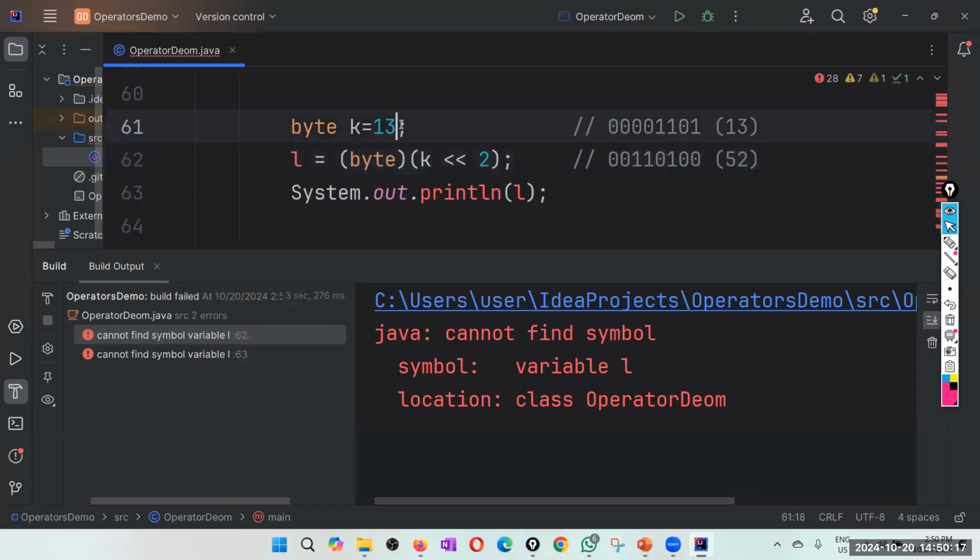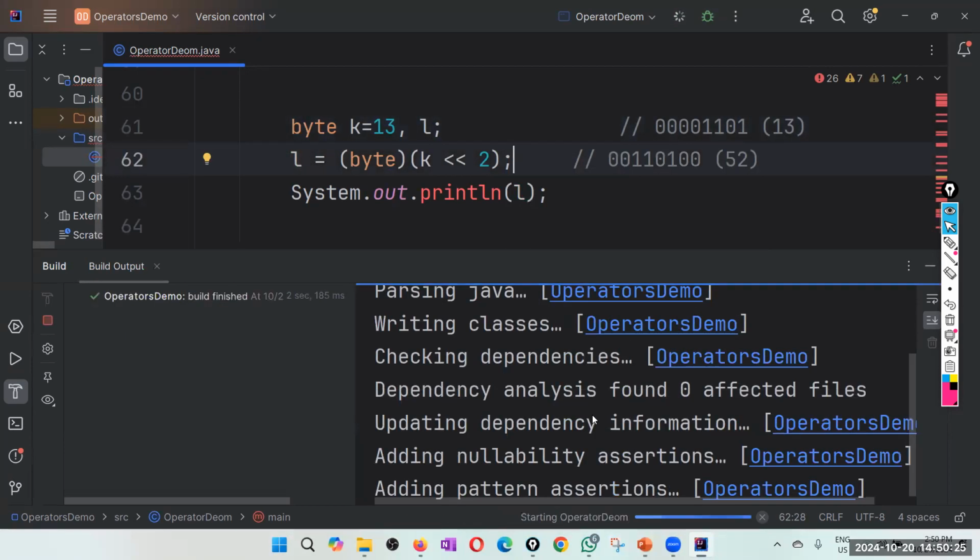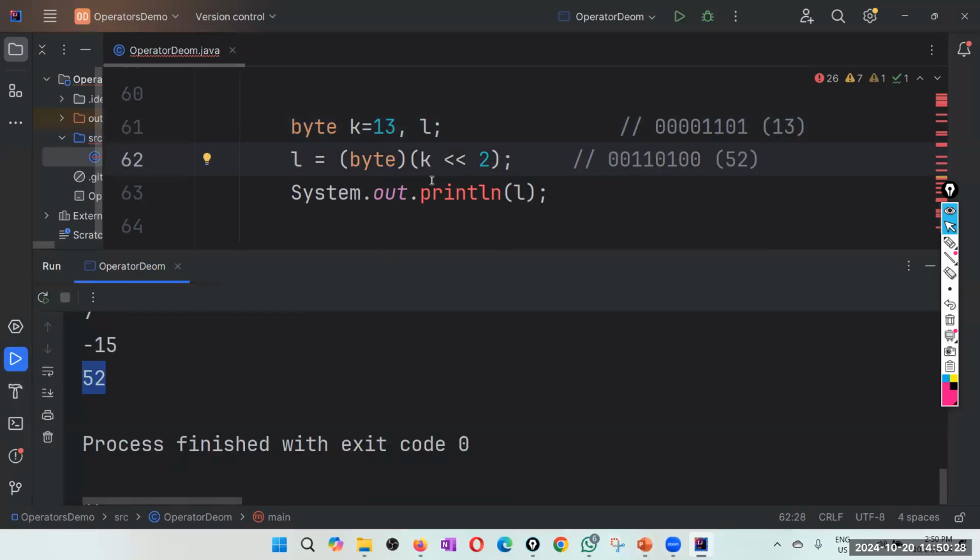I have not declared L. Let's declare L also as a byte, but not assign a value. It's 52. Why is it 52? Because we did a left shift by 2. Make it 3 now, and all three bits go out and three more bits come in. So you must do it and understand. That is how you do the left shift. Try to do it for the byte, because then you can figure out the answers easily. 8 bits is easy to work with.